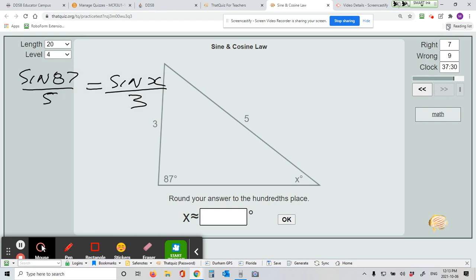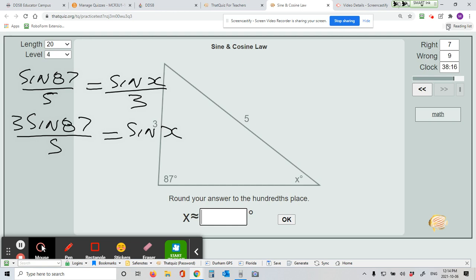Have I left anybody behind? Let me know. Okay. So, Emily, what do we do again next? What's the next step in the process? Tell me what that looks like. You're right, but tell me what that looks like. So the 3 times the sine of 87, good. That's over what? It's equal to the sine of x. Correct? Okay. So, what is my x equal to again? What's that next step look like?